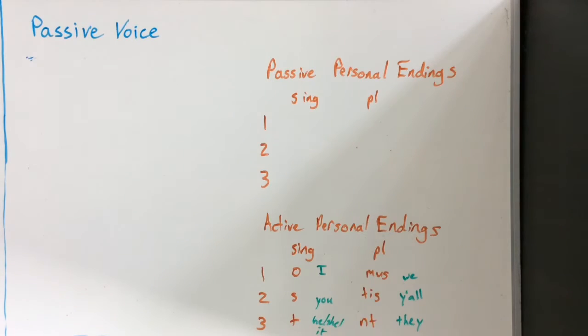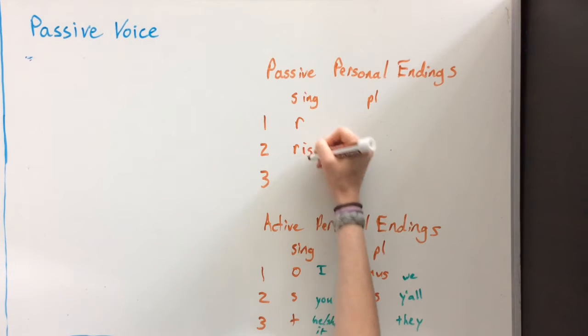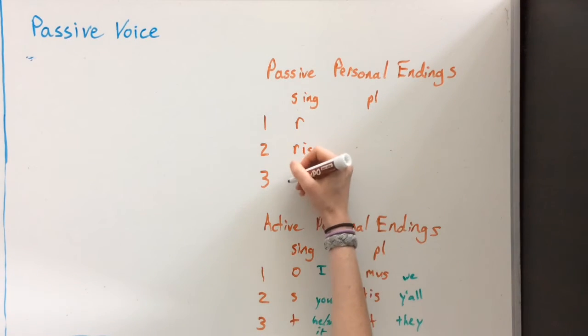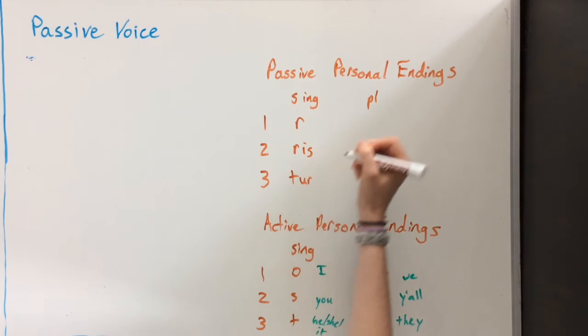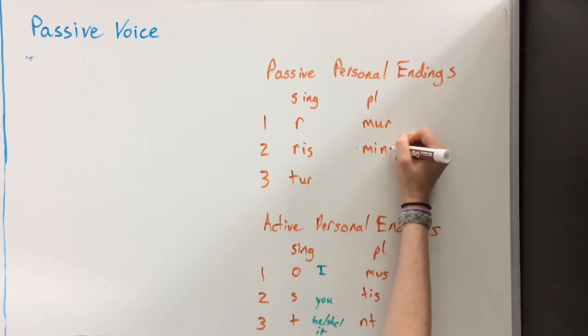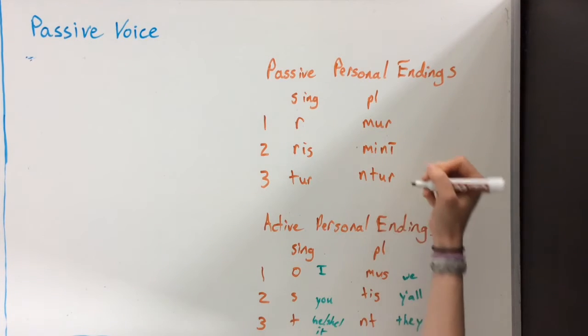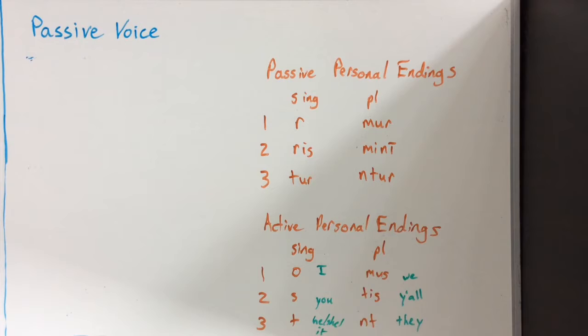So our passive personal endings are or, ris, or re. We'll talk about that. Tor, mor, mini, like Minnie Mouse, and ntor. And you can notice that these are pretty similar to the actives. We still have an S in the second singular, a T and an NT in the third person, and mor versus mus, pretty close. All right, let's apply this to the present tense.